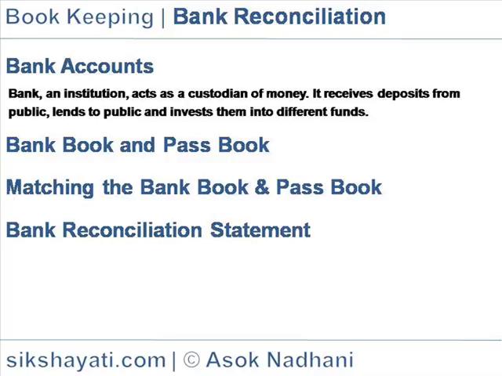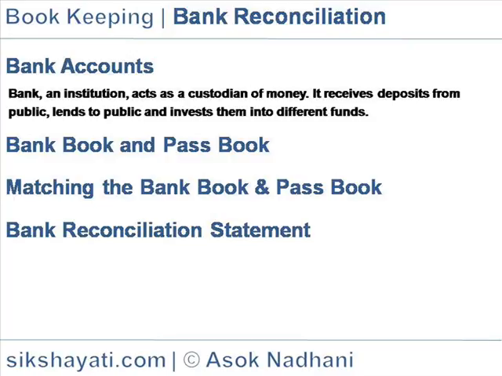So the debit side of the bank column of the cash book must be exactly equal to the credit side of the bank passbook. Similarly, the credit side of the bank column of the cash book must be equal to the debit side of the bank passbook. But in practice, these balances vary, that is, do not match, due to several reasons. To reconcile the difference between the bank book and passbook, a bank reconciliation statement is prepared.